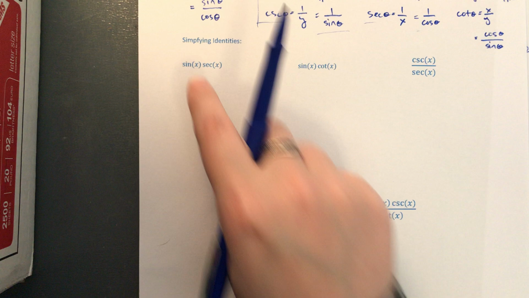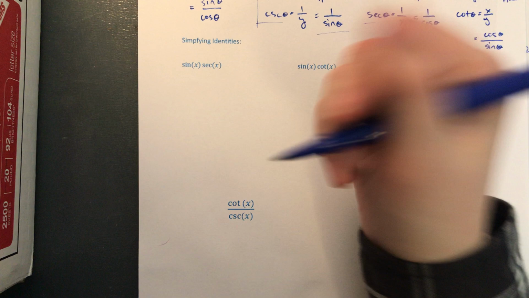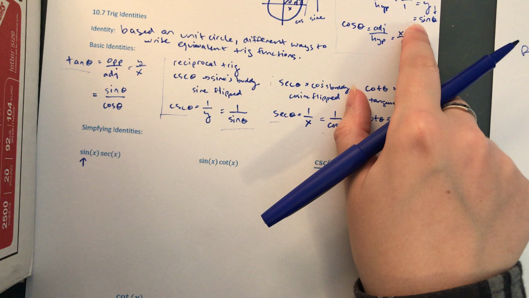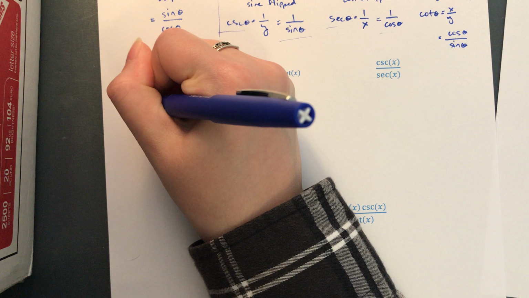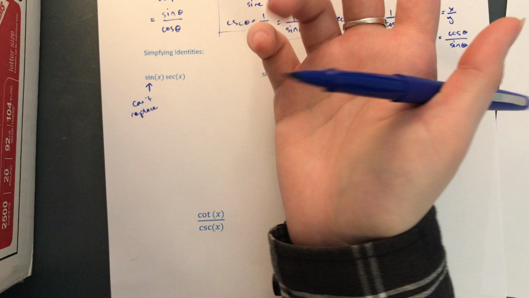we have sine x times secant x. The first thing I like to do, you guys, is label anything that you can change. Sine: can we replace sine with anything? No, sine just equals itself. If you go up to your key, sine and cosine can't be replaced because they're already sine and cosine. I usually just call that a nope. We can't make sine any easier, so we just leave it.